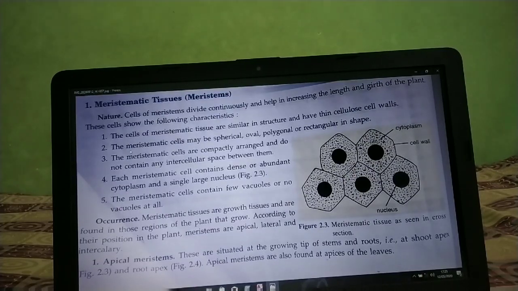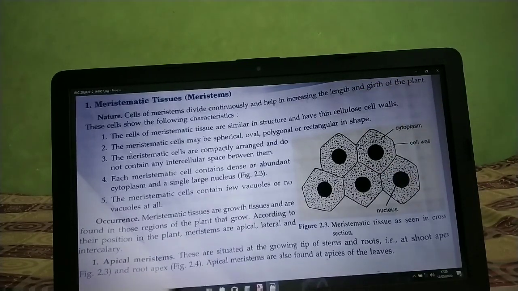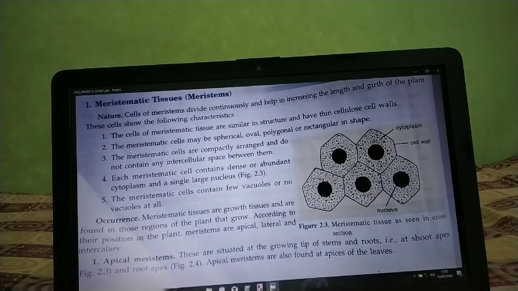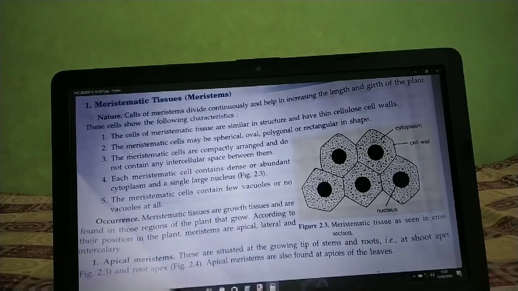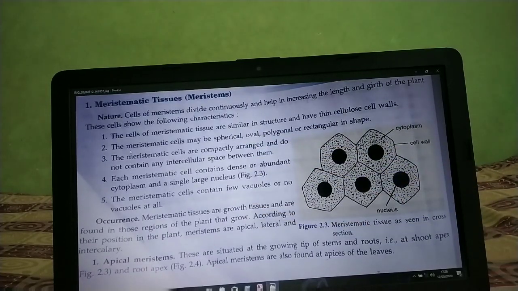Each meristematic cell contains dense or abundant cytoplasm and a single large nucleus. The meristematic cells contain few vacuoles or no vacuoles at all. Children, you know that in all other plant tissue vacuoles are present, but in the meristematic tissue vacuoles are either absent or, if present, very few. Okay, so this meristematic tissue is mainly divided into three types.